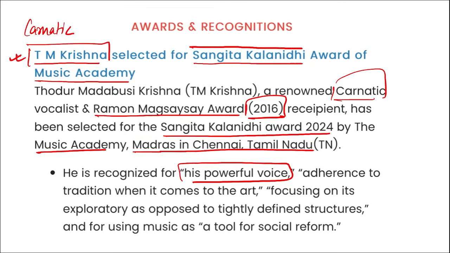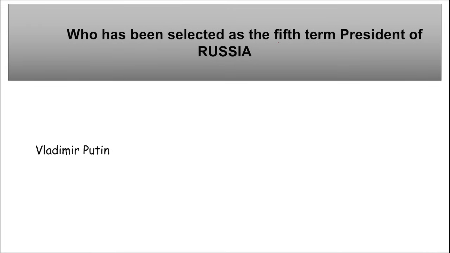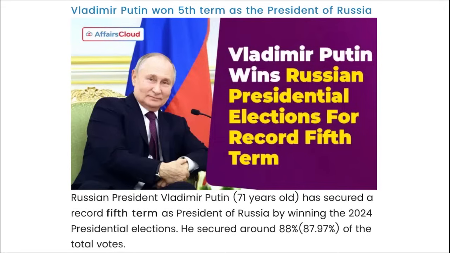Next is who has been elected as the fifth term president of Russia. So Vladimir Putin, right? And we know he is very famous, correct? Vladimir Putin has won the presidential elections for the record fifth time, right? And he is scheduled to be inaugurated on 7th of May 2024.